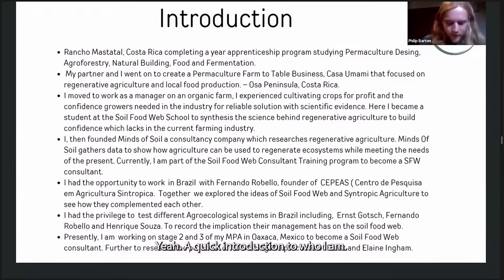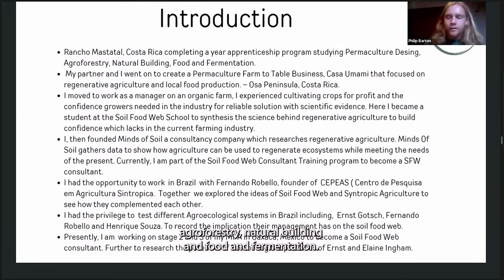Quick introduction to who I am. I began my journey in agroecology while traveling. I was living with a good family, kind of living off the ocean and growing food next to the coast. And I realized that in an ecosystem that's intact, humans can live quite a high quality of life just by involving themselves in the landscape. So I went to Costa Rica and did an apprenticeship in permaculture design, agroforestry, natural building and food and fermentation. I went on to create a farm-to-table business with my partner called Casa Umami in the Osa Peninsula, focusing on regenerative agriculture and local food production, mainly fermentation.